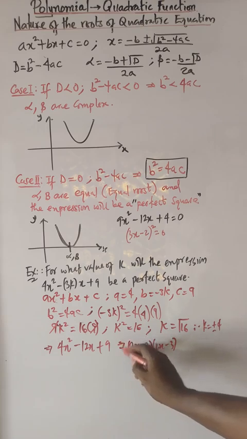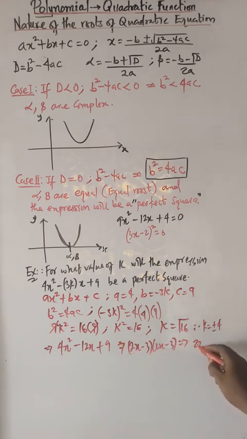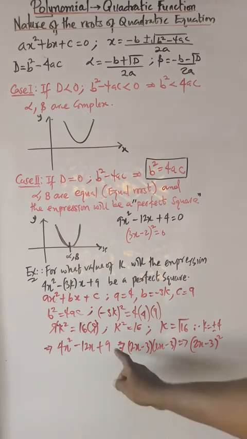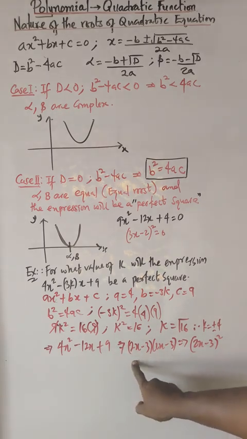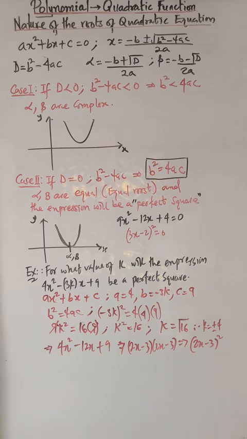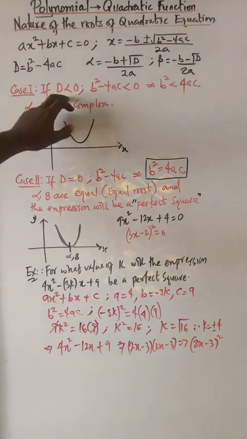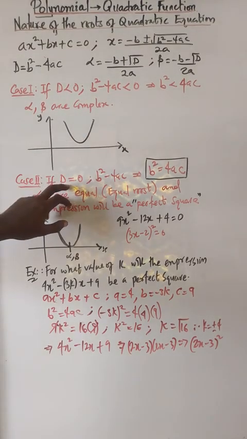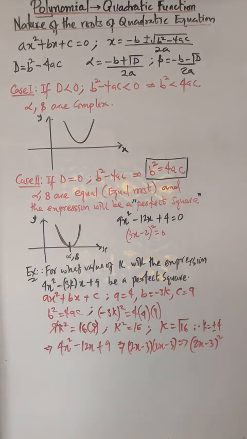And this can also be expressed as what? 2x minus 3 all squared. If the equation equals 0, it means 2x minus 3 is 0, and we get x to be 3 over 2 twice. So that is for this case, if the roots are equal, if d is 0. We've done when d is less than 0, when d is 0, let's now go to when d is greater than 0.